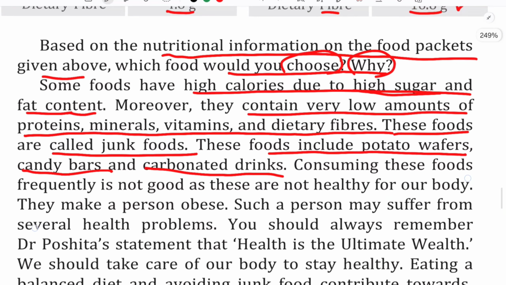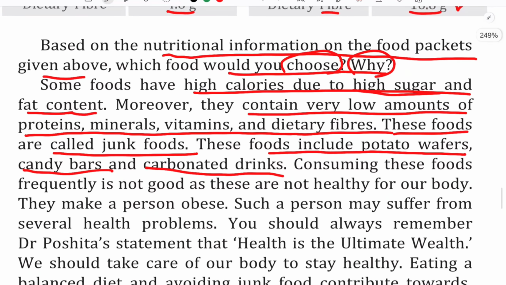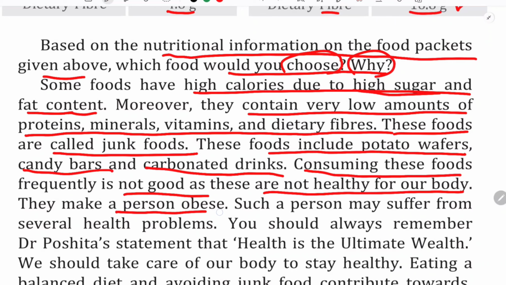Instead of that, you can drink lemon water, okay. That is better for your health because it contains vitamin C, isn't it? And it will also refresh your body and mind as well, okay. So you should always be very conscious about your health. Because consuming these food items frequently is not good, and these are not at all healthy for our body, okay? And they make a person obese, means they will make a person very fat, okay?